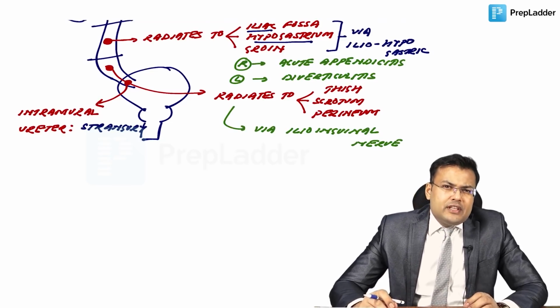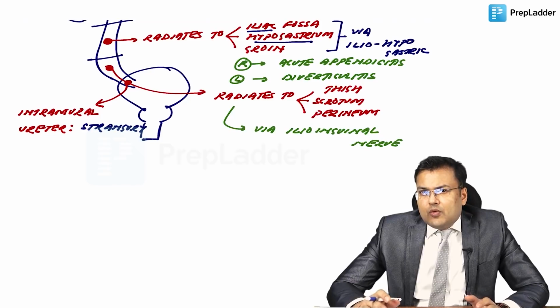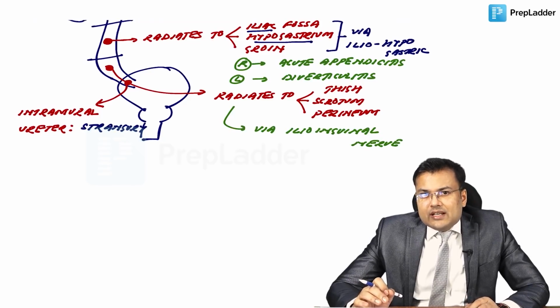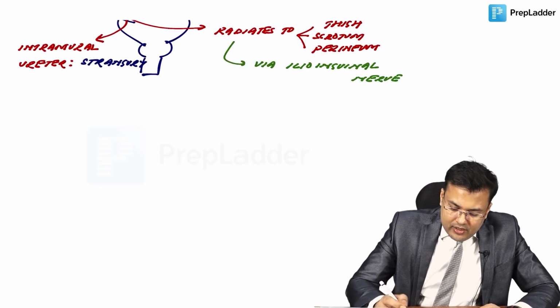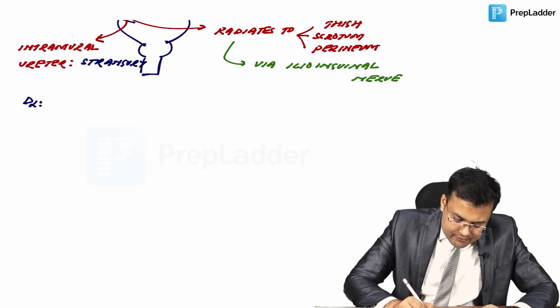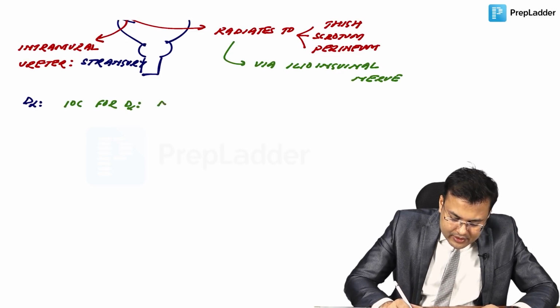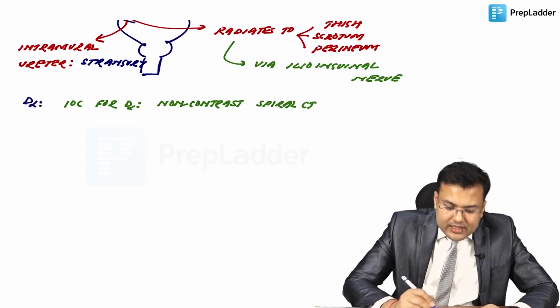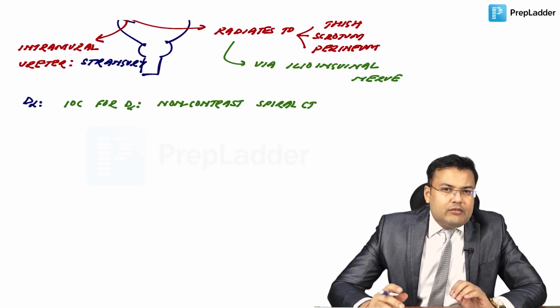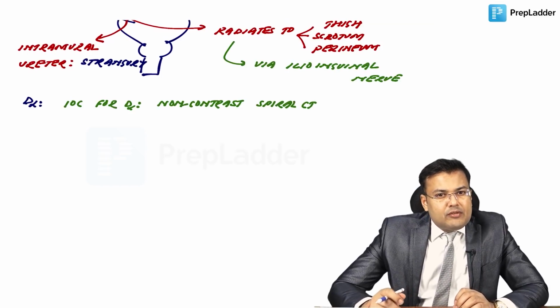Okay. Whenever we suspect the renal stone, what is the investigation of choice for the diagnosis? It is non-contrast spiral CT. This was asked many times. So investigation of choice for diagnosis, and that's non-contrast spiral CT. This was asked many times in the exam, right? Whenever these patients are coming to our emergency, what do we give?